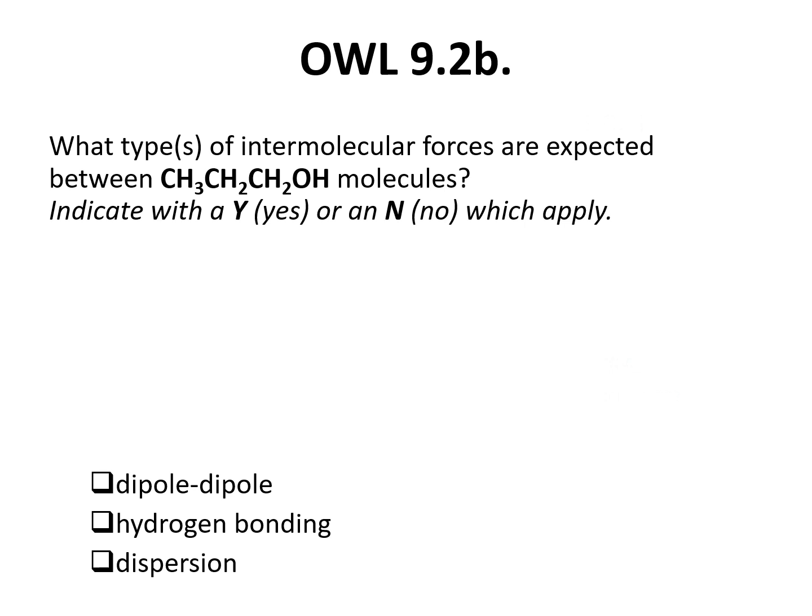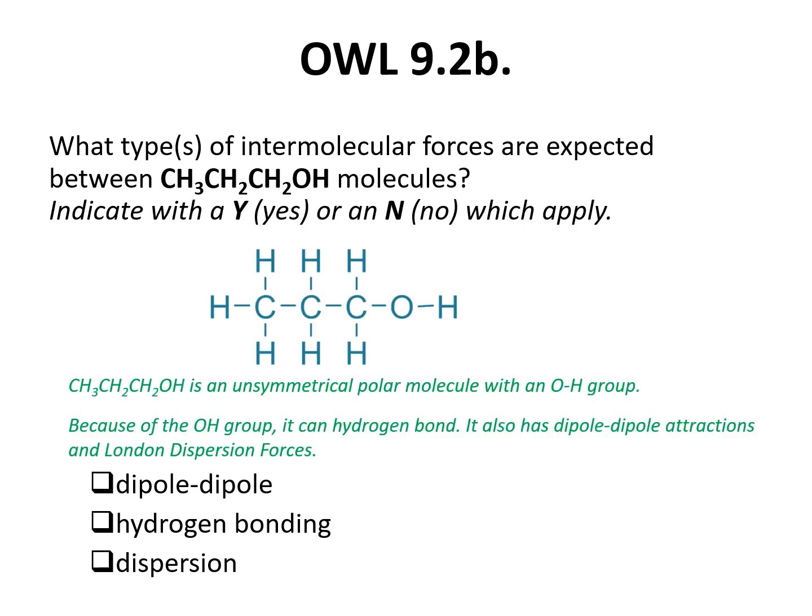Let's look at another example. Here we see the molecule CH3CH2CH2OH. This molecule is clearly not going to be symmetrical, and therefore we would conclude that it is polar. In addition, it has an OH group, so it's polar with an OH group. That means it can participate in hydrogen bonding. So this particular molecule will have hydrogen bonding.